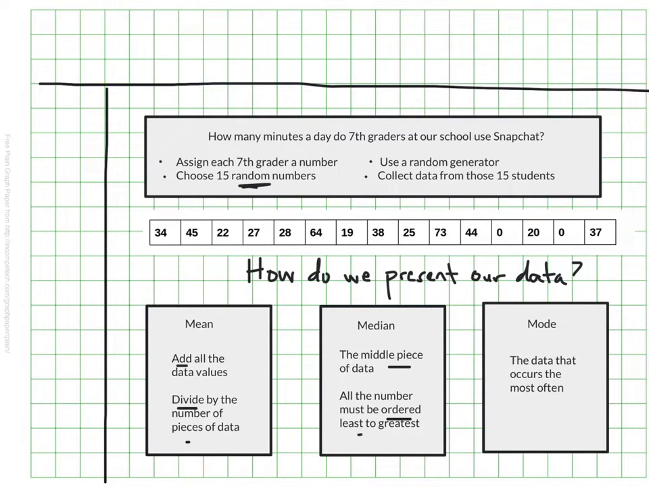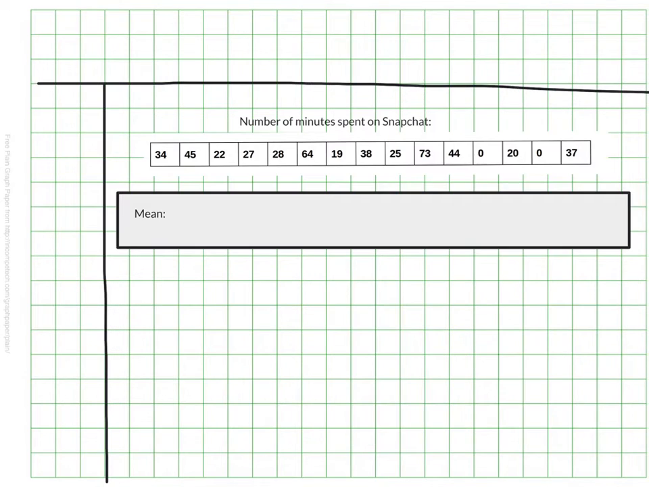And the mode probably takes the least amount of work here. The mode is what we would do if we just wanted to look at which thing happens the most often, which piece of data repeats more often than any other. So we're going to do the calculations for each of these with the data that I have above. So we're going to look at the number of minutes that students reported from our sample group.